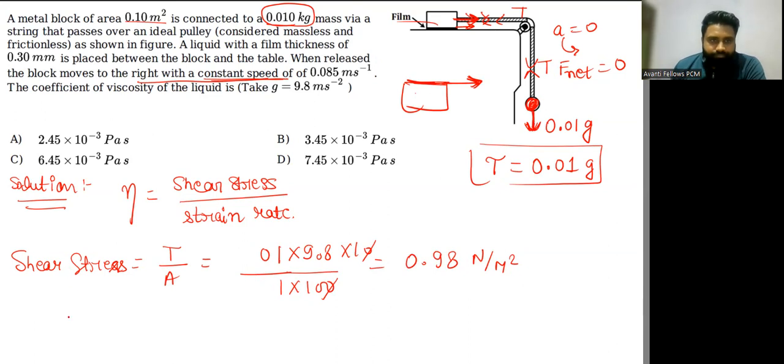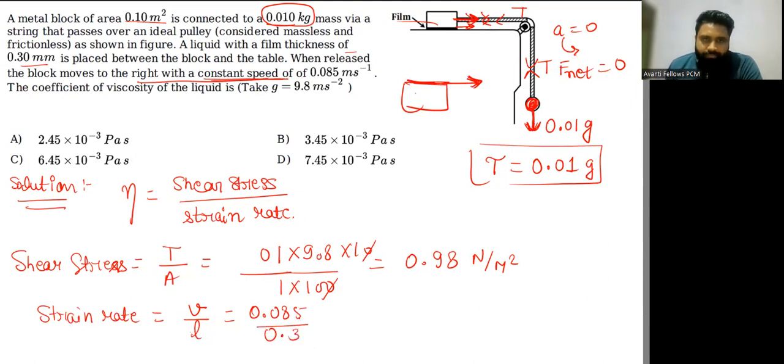Now for strain rate. Strain rate is given by the velocity of the block divided by the film thickness, V by L. This V is given as 0.085 divided by the length, given as 0.3. Now put both of these in this formula.